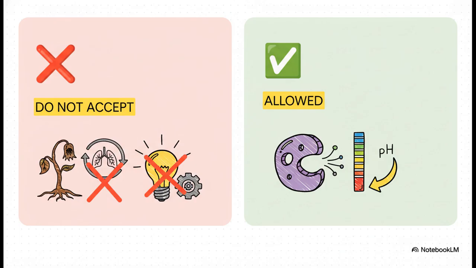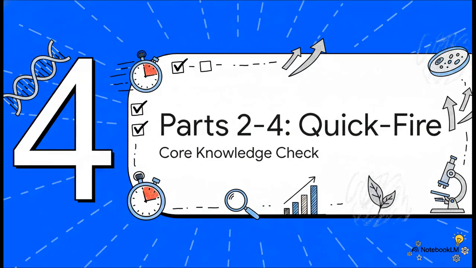And this slide, this is why we're doing this. It shows you just how precise you need to be. An examiner would not accept you talking about respiration in the dead plants. It's the microorganisms that do the work. They'd also cross out energy produced, because in science, energy is released, not created. But they would let you get away with low pH reduces enzyme activity instead of the stronger term denatures. See? The tiny details matter. Okay, let's switch gears. The next few parts are way faster.